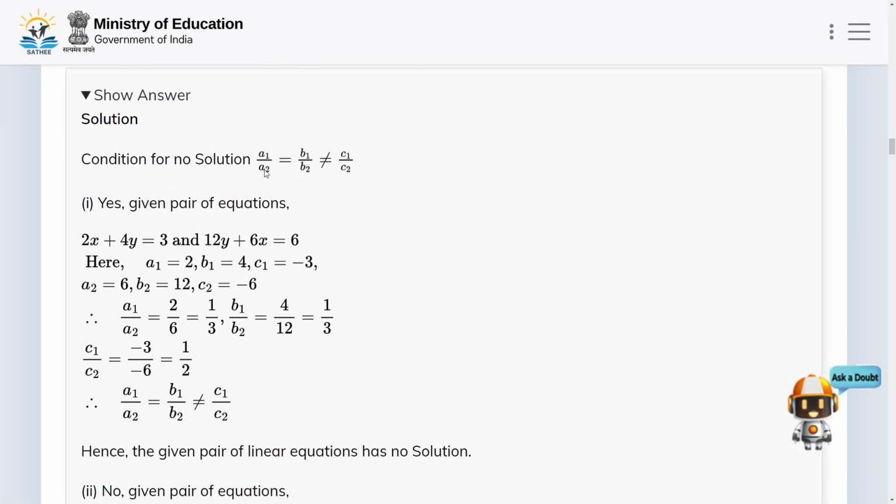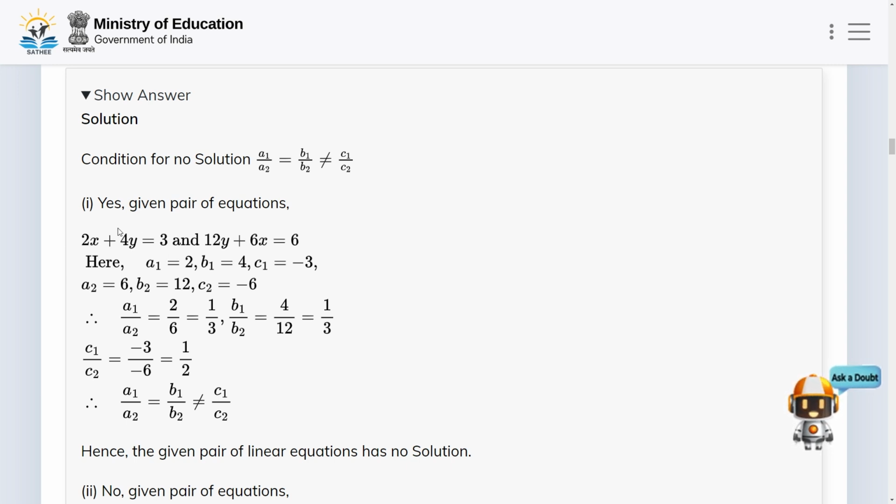How to solve it? We know the condition for no solution is a1 by a2 is equal to b1 by b2, but does not equal c1 by c2. For the first one, we have the pair of linear equations 2x plus 4y is equal to 3 and 12y plus 6x is equal to 6.